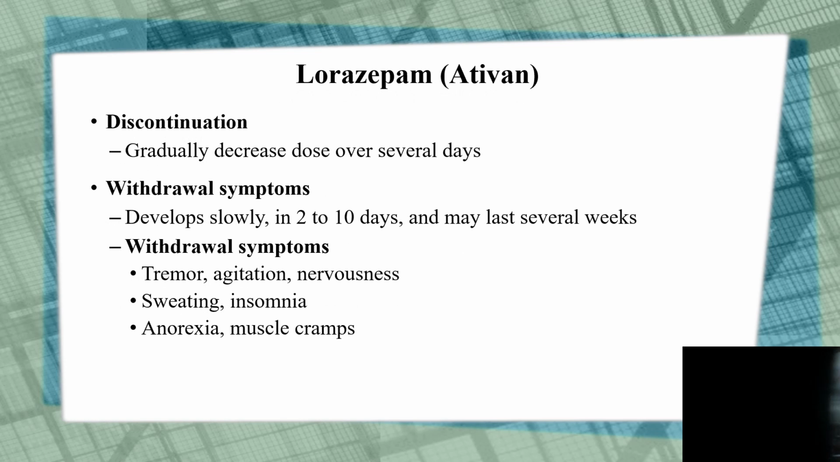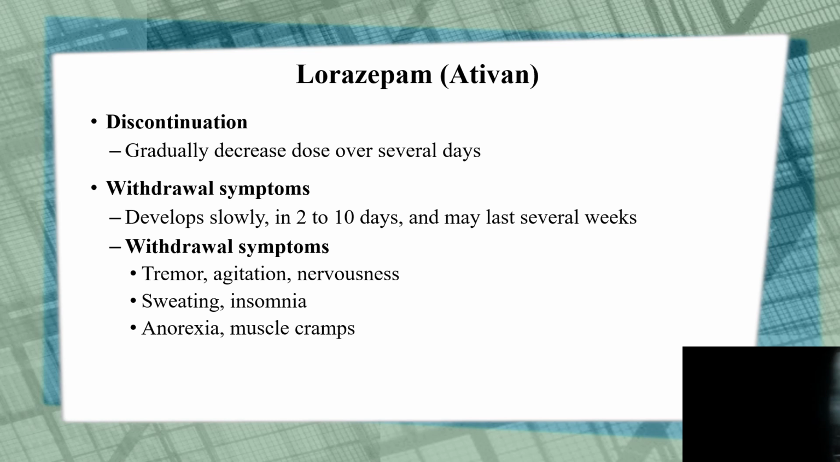Ativan, once it is started, cannot just be stopped. It has to be a gradual decrease. So every day the dose decreases over several days. If it is stopped abruptly, it can cause the patient to have withdrawal symptoms. So it is a drug that, once it is given, requires a gradual decrease over several days, and then it can be discontinued.